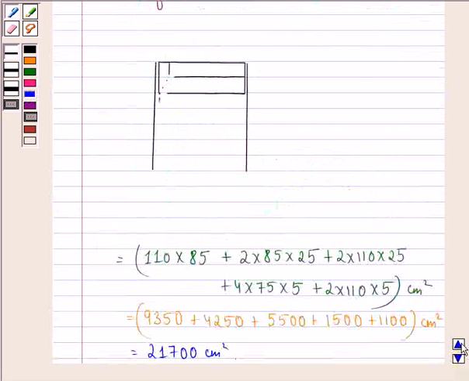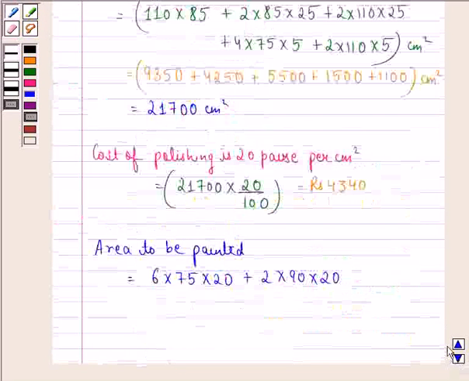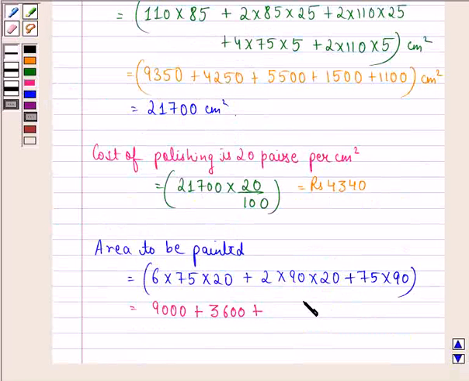Now we have to find the area for the back portion, that will be 75 into 90, because the breadth is 85 and the thickness is 5. So we reduce 5 two times, so we get 75. And again, as we got in the earlier part, we'll get this length as 90 centimeter. And then we will have plus 75 into 90. Now this will be equal to 9000 plus 3600 plus 6750, that is equal to 19,350 centimeters square.